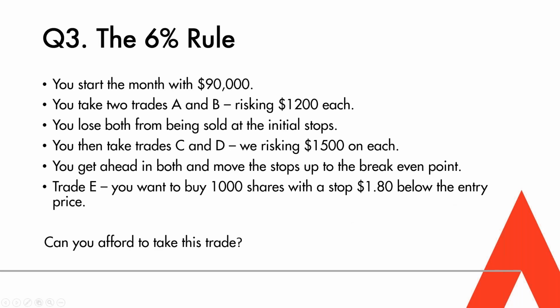All right, so question 3, again relating to the 6% rule. So we start the month this time with a $90,000 account. You take 2 trades, A and B, risking $1,200 each. So that's 2% of our $90,000 account. You lose both from being sold at your initial stop losses, so stopped out on both of them. You then take trades C and D, and you're risking 1,500 on each. You get ahead on both and move your stops up to the break-even point.